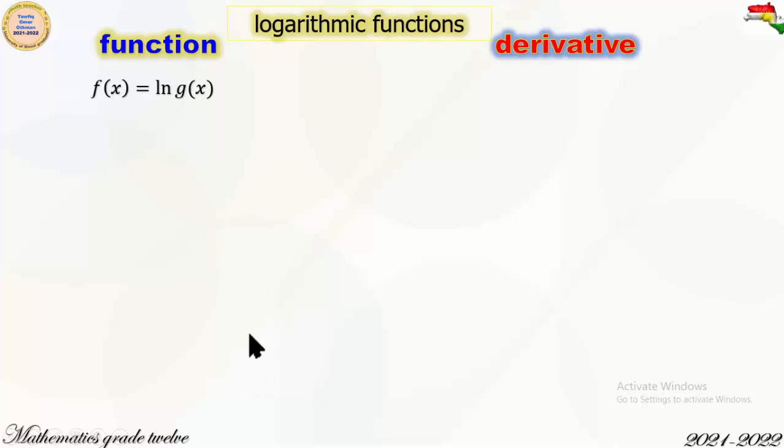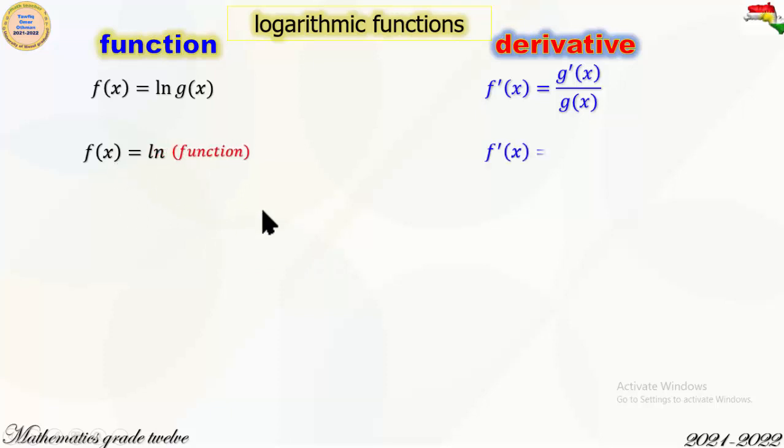F of x is equal ln of g of x. That means if you have ln of a function, then f prime of x is equal the derivative of the function over the function. That means if you have a ln of a function, then f prime of x is equal the derivative of the function over the function.